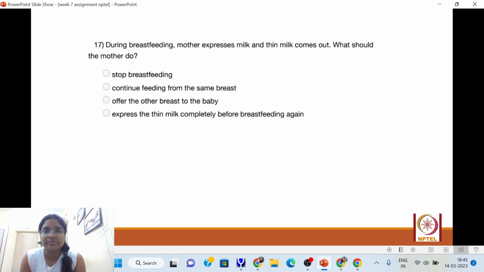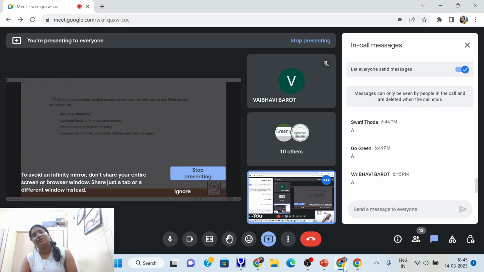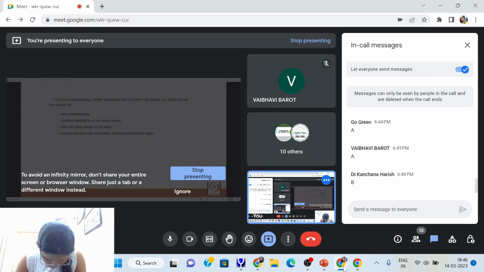During breastfeeding, mother expresses milk and thin milk comes out. What should the mother do? Stop breastfeeding, continue feeding from the same breast, offer the other breast to the baby, express the thin milk completely before breastfeeding again. We have discussed this point before. I hope everyone knows what should be the correct answer, right?